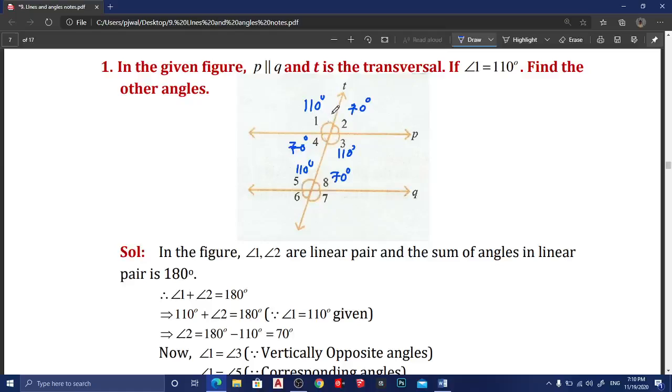So now again use the same properties. Here these two are vertically opposite angles, so this is 110. These two are vertically opposite angles, this is 70. So now you know all the angles. That's what we have to find out. Find the angles.